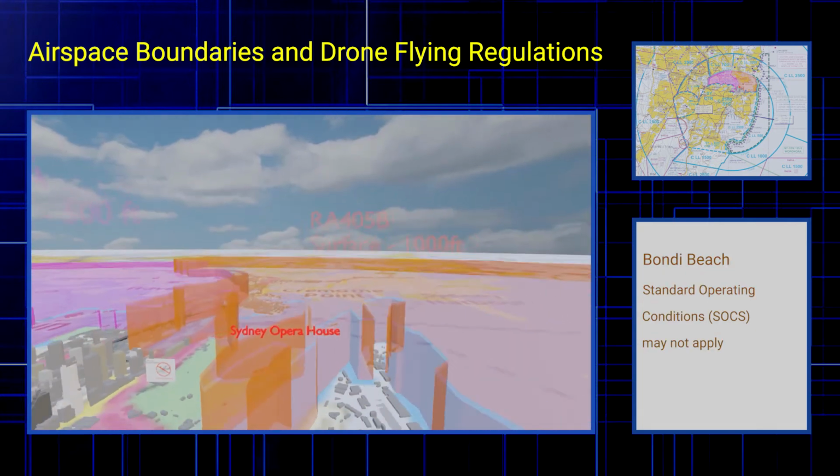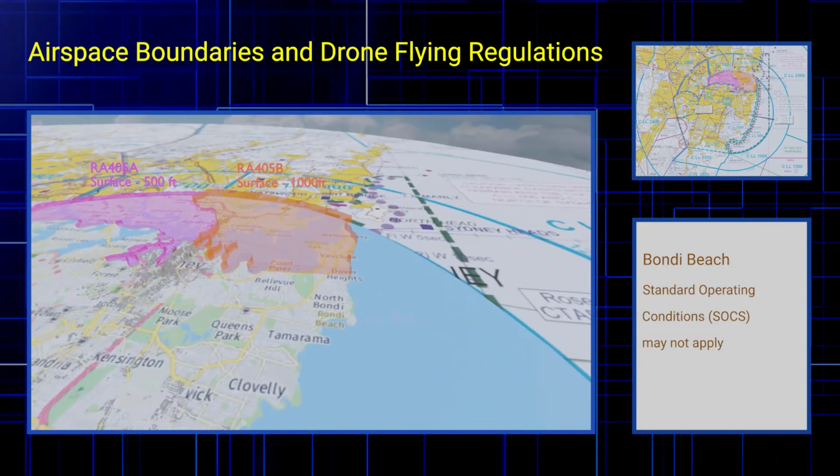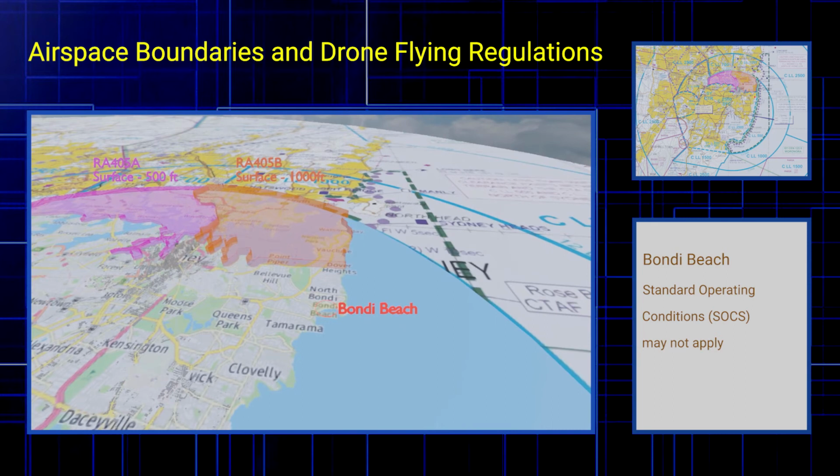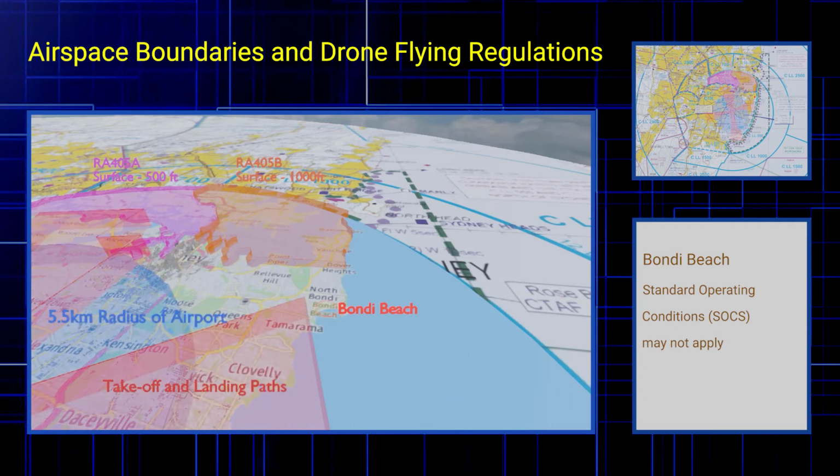Let's apply this learning to Bondi Beach. As you can see, Bondi Beach is outside the restricted airspace RA405. It is also outside the takeoff and landing path of Sydney Airport. It is also outside the 5.5 kilometer range from the movement area of the Sydney Aerodrome. According to CASA, if the drone is flown for fun, the drone operator does not require special approval as long as the drone is flown under the Standard Operating Conditions.